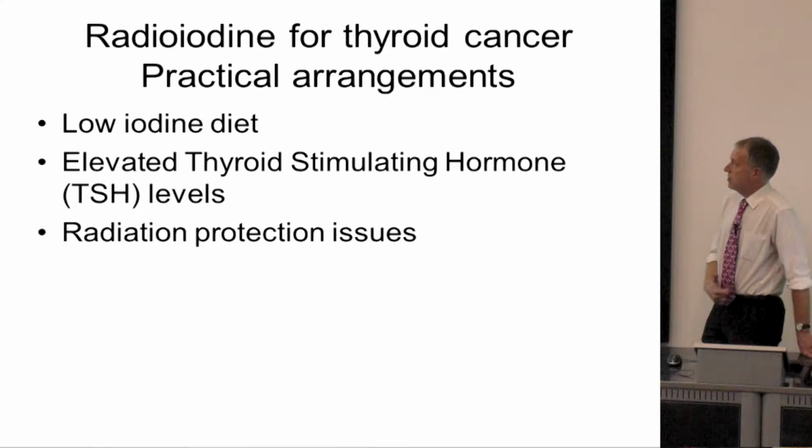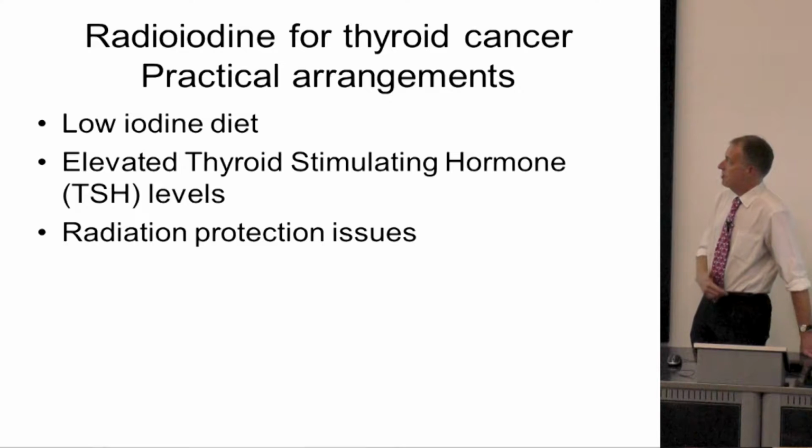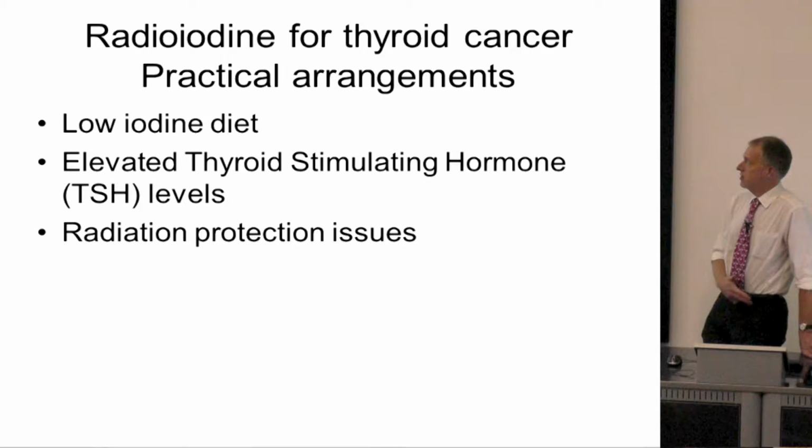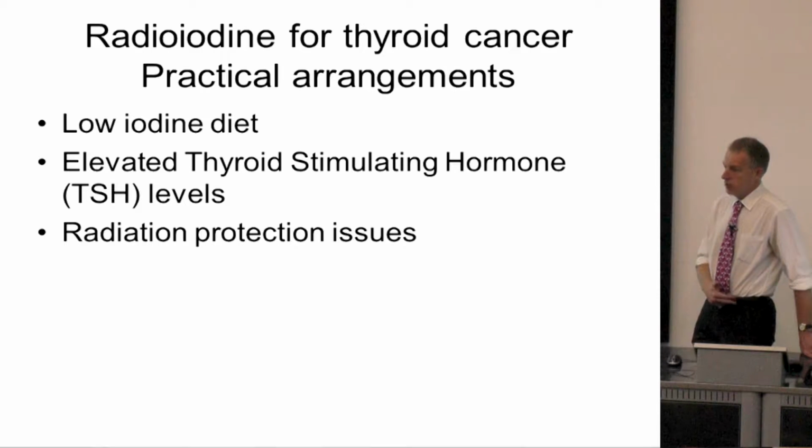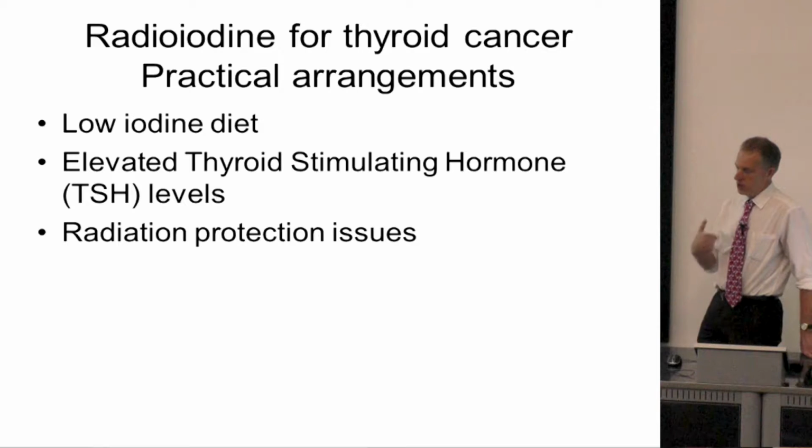So, low iodine diet for 2 weeks. And then we also need to adjust their thyroid hormonal environment. There's a hormone called thyroid stimulating hormone, TSH, which is made by the pituitary and normally stimulates the thyroid to make thyroid hormone. But the TSH drives iodine into thyroid cells, so we need the levels of TSH to be high.